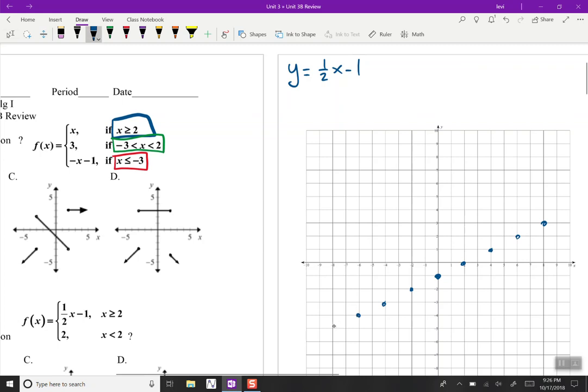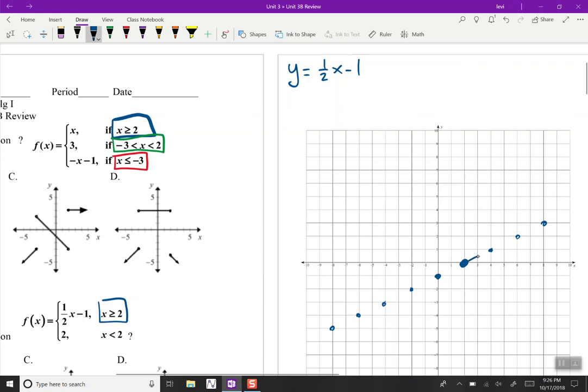Then down 1, left 2. And now we look at our constraint. Our constraint says we just want x values that are greater than or equal to 2. So here's 2 right here. We have the equal to symbol, so at 2, I'm going to put in my closed circle.